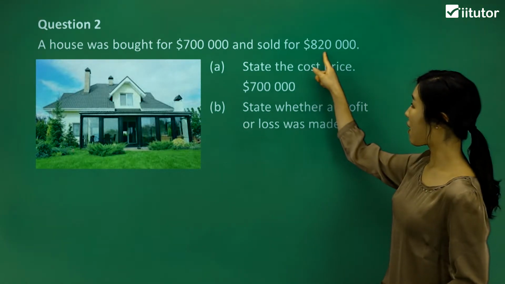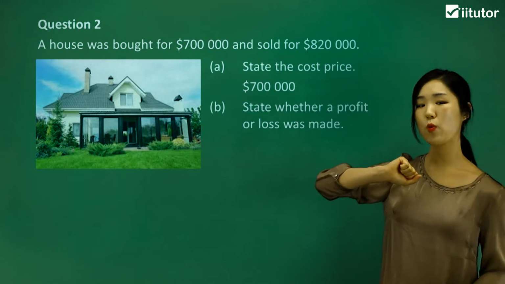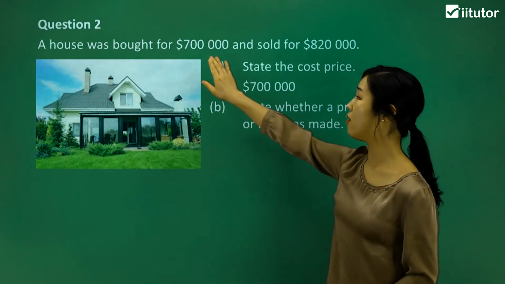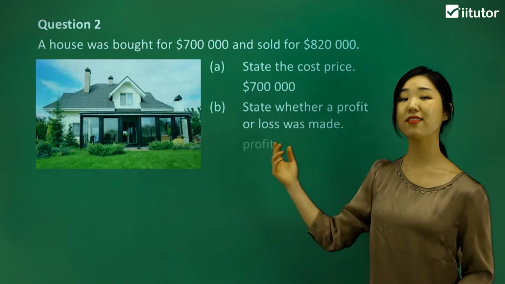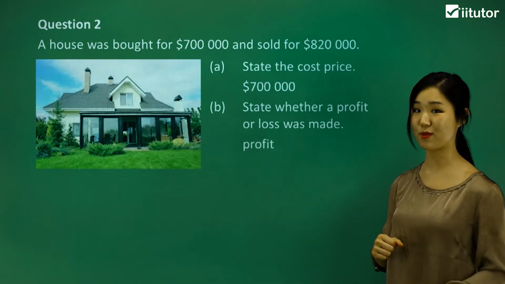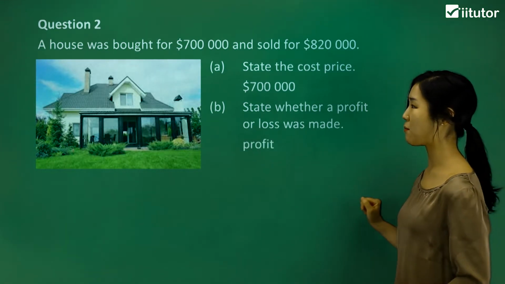Now look at the selling price guys. It was sold for $820,000. That is more than the cost price, isn't it? In that case it's a profit. We get a bit of a bonus, we get a benefit, don't we? So that's a profit.